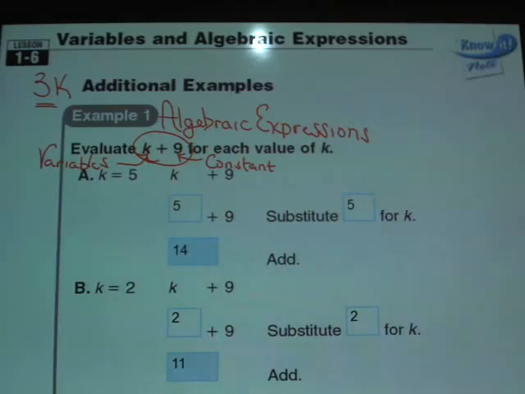In the B question, they want us to use that same algebraic expression, k plus 9, but instead they want k to equal 2. So I'm going to change k into 2 and solve. So now it's 2 plus 9, which is 11. And now you've evaluated an algebraic expression. Pretty cool, pretty easy.